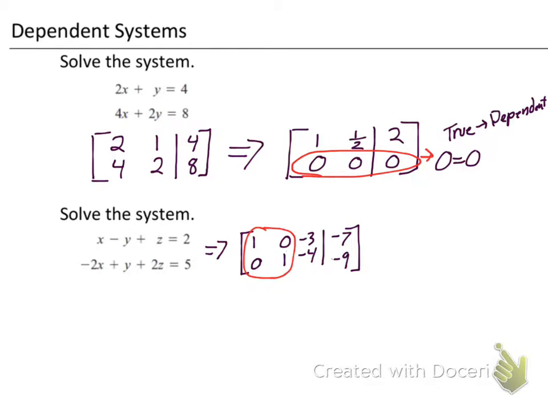So what we actually have is x minus 3z equals -7 and y minus 4z equals -9. No, your calculator did not make a mistake. How many equations do I have? How many variables do I have? How many equations do I need to solve a 3-variable system? I need 3, and I only have 2. This is as far as we could go with the 2 that they gave me.